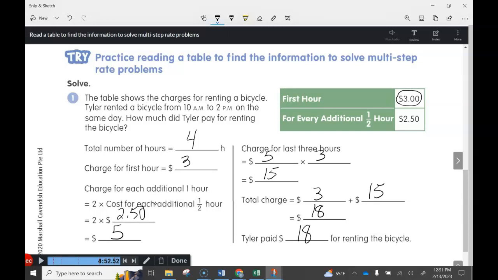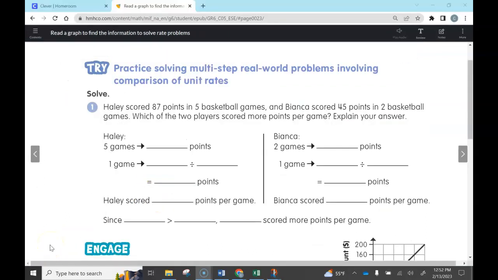Okay, so this is how you take a look at a table and use it to help you solve multi-step rate problems. Now we're going to jump over to page 253. We're going to look at practice solving multi-step real-world problems involving comparison of unit rates. So we can see that Haley scored 87 points in 5 basketball games and Bianca scored 45 points in 2 basketball games. Which of the 2 players scored more points per game?